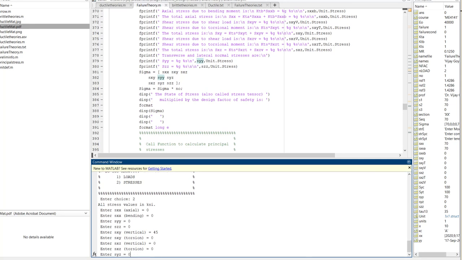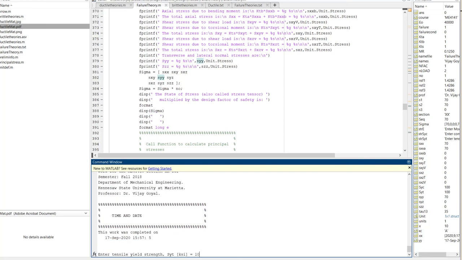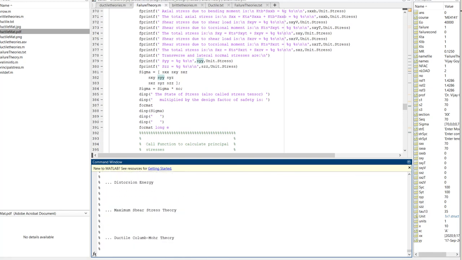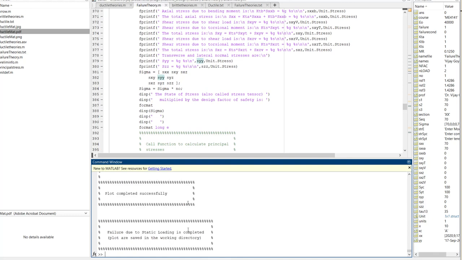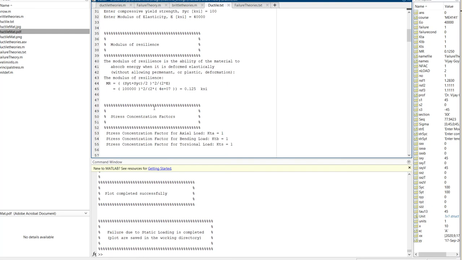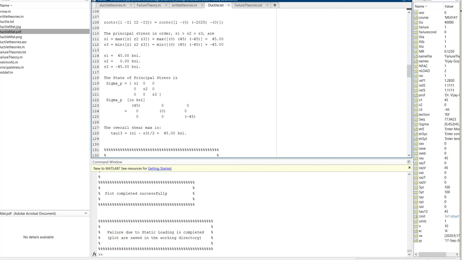Okay. Yes, it is applied. I am working with ductile material, and this is 100, 100, and 40,000, and the code is going to run. Now the code is done running. Go to Ductile, and when you run the code, you can see this is my new state of stress. These are my principal stresses in my problem. This is maximum shear.